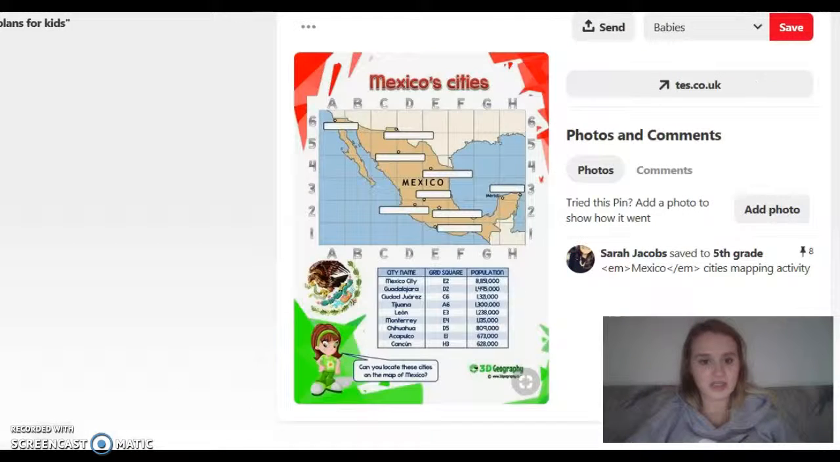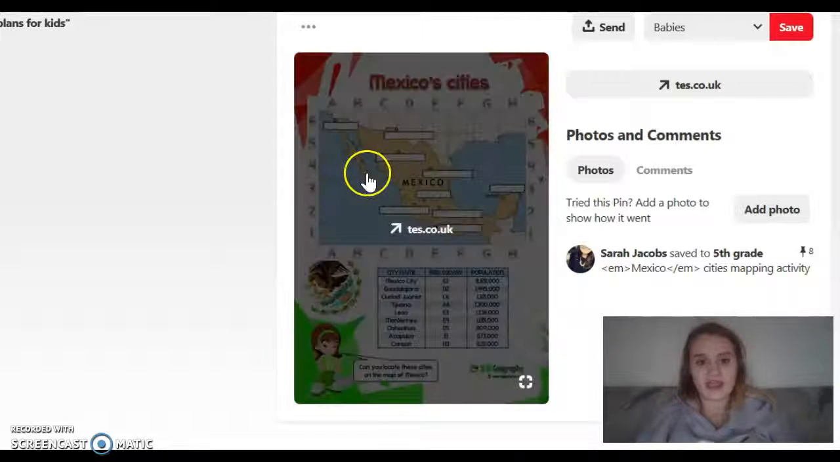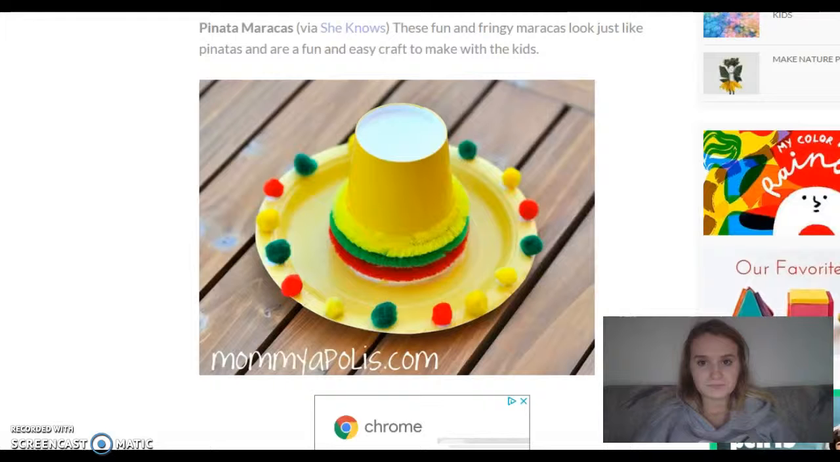The next station I would have would be a printout of Mexico and all of the cities that they have. So I would have a map of all the cities, and the students could look at that map, and then they'd have to memorize the cities, and I'd have them write, and then they turn that in.